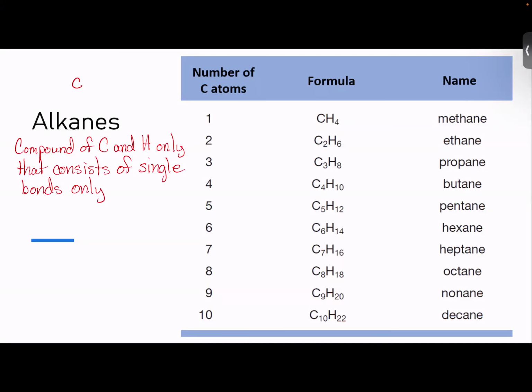So an example is methane. Methane is a compound of carbon and hydrogen only, and it also consists of only single bonds. Another example would be ethane. Ethane has 2 carbons and 6 hydrogens, but it still consists of carbon and hydrogen only, and consists of nothing but single bonds.